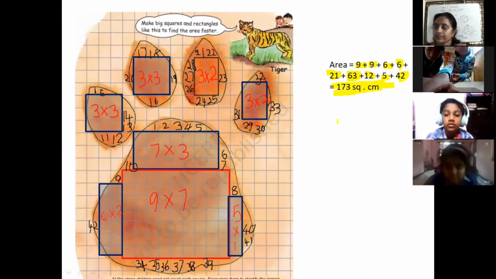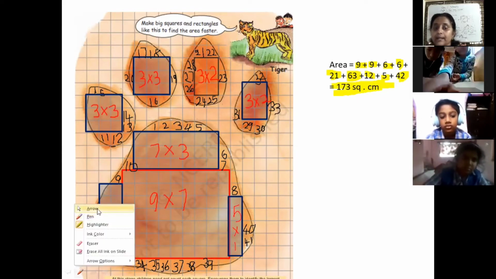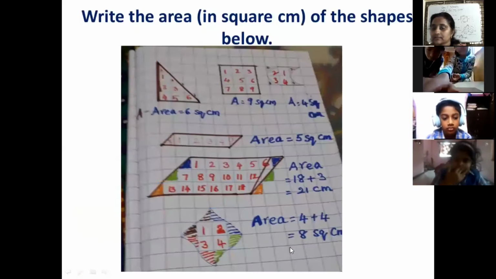Okay? So like this, we have to find the footprint of any animal or any object. We can find the area of any object by counting squares. Okay?